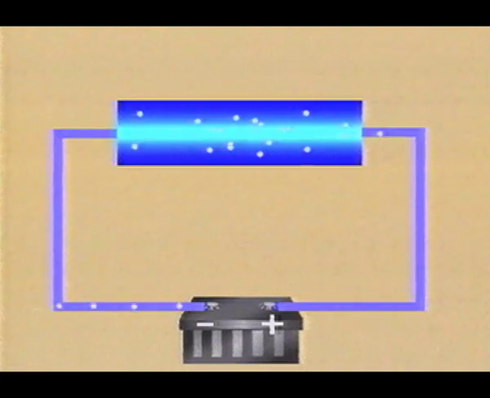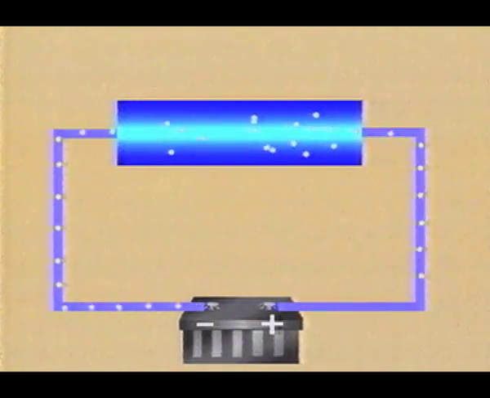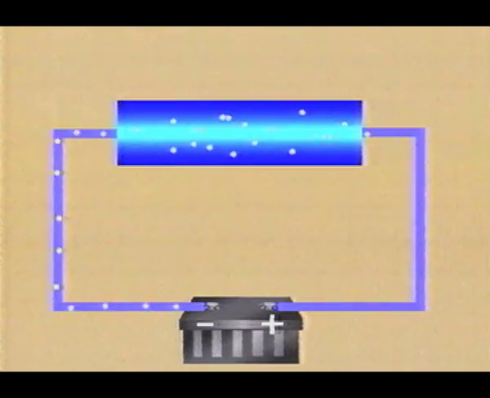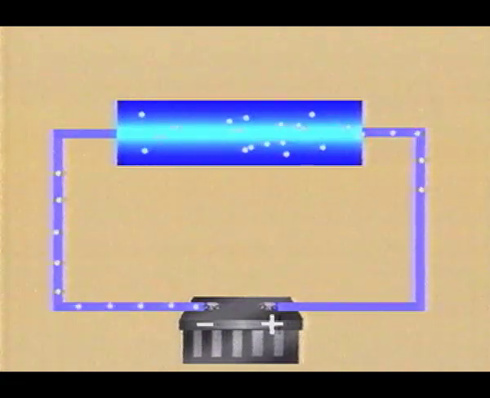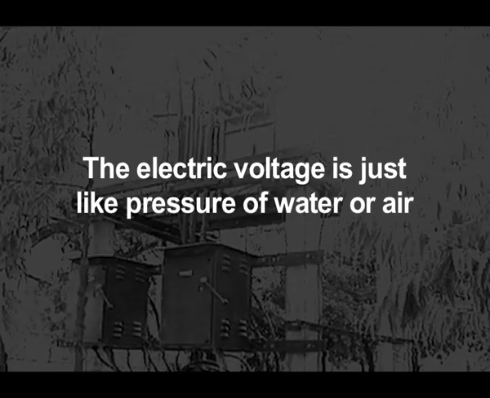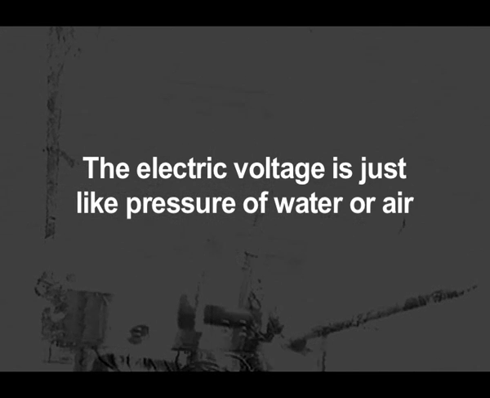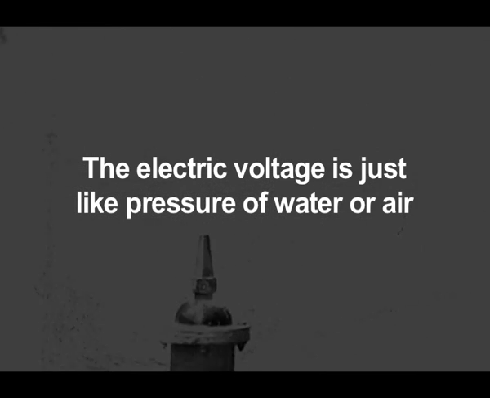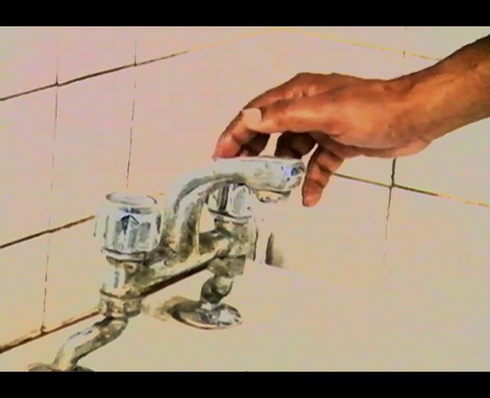However, if a force in the form of an electric voltage is applied across a conductor, all the electrons start moving in the same direction, resulting in an electric current. The electric voltage is just like pressure of water or air. More voltage, more current. An electric resistor is like an obstruction or a tap which decreases the current.